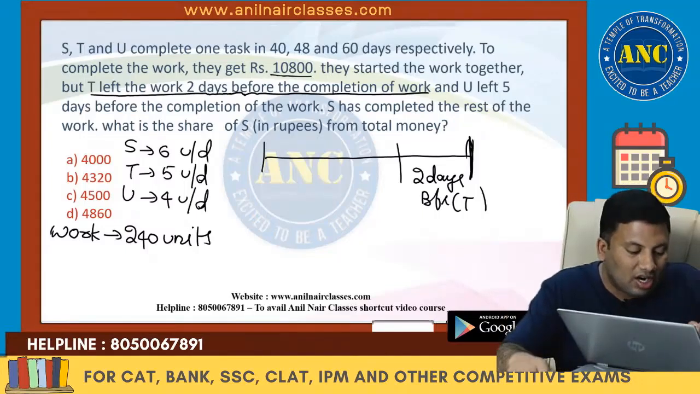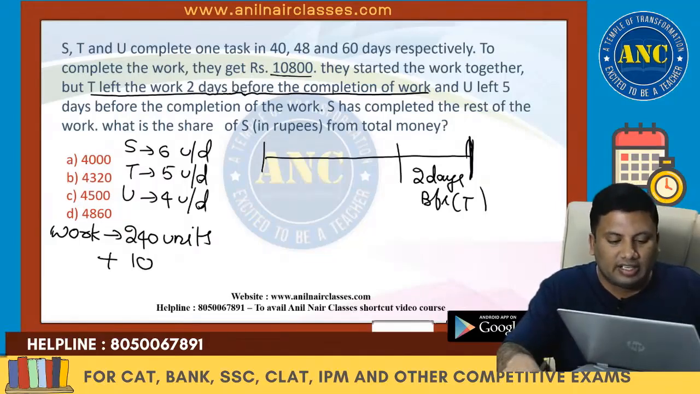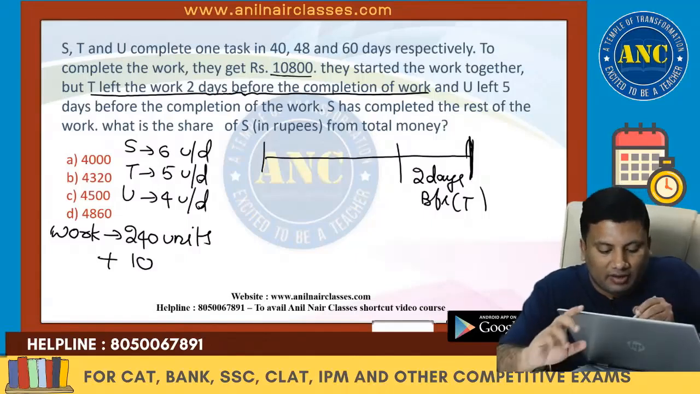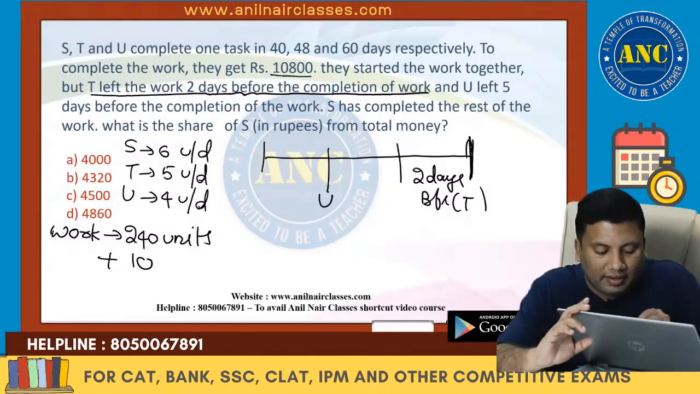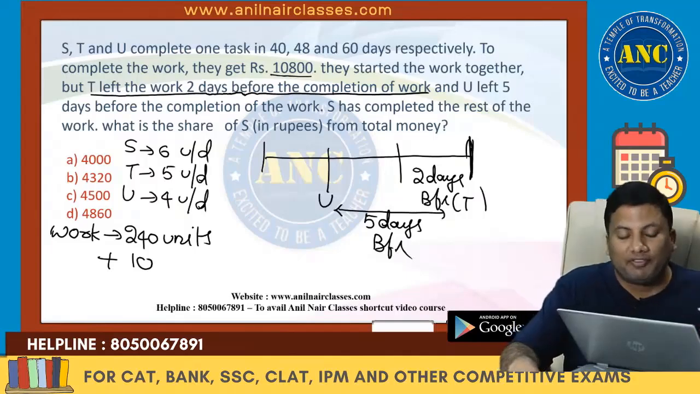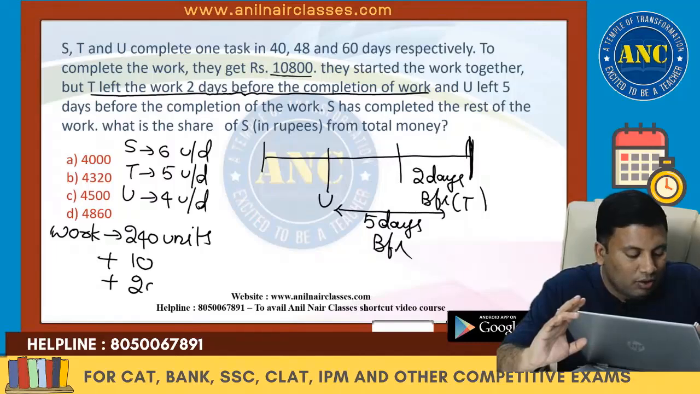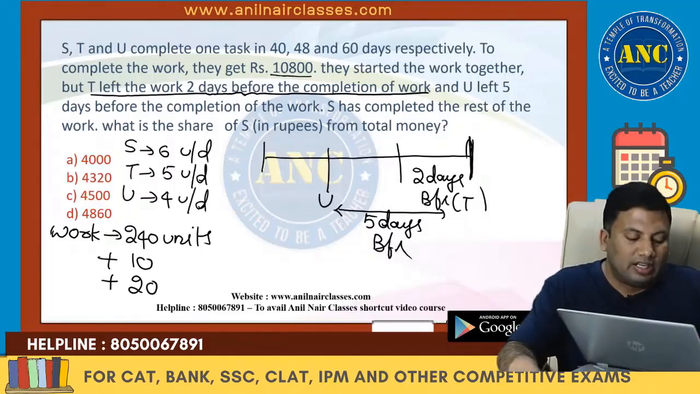Assume that T has not left the work. He would have done 5 units per day. So 2 days, it is 10. And U left the work 5 days before the completion of the work. Assume that U has not left. That means he would have contributed 20 more units.